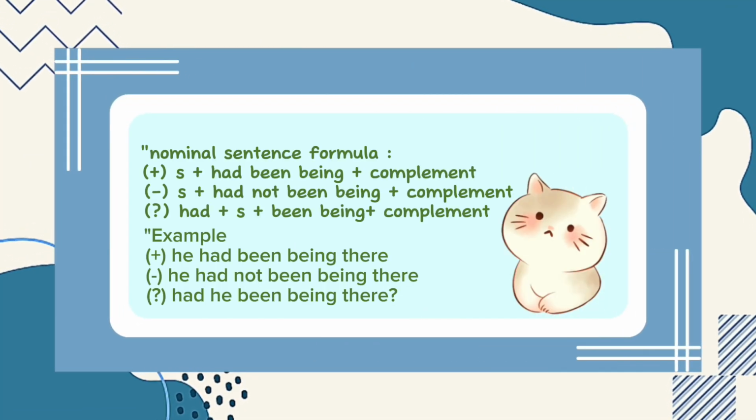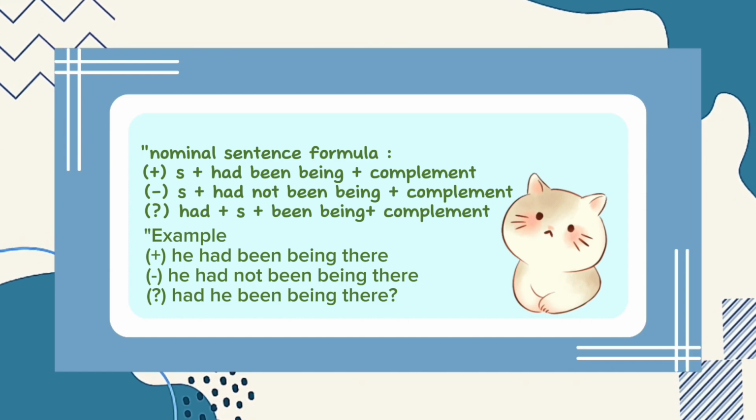Next, the nominal sentence formula. If positive, subject plus had been being plus complement. Negative, subject plus had not been being plus complement. If interrogative, had plus subject plus been being plus complement. For example, he had been being there. That is if positive. And if negative, he had not been being there. If interrogative, had he been being there?